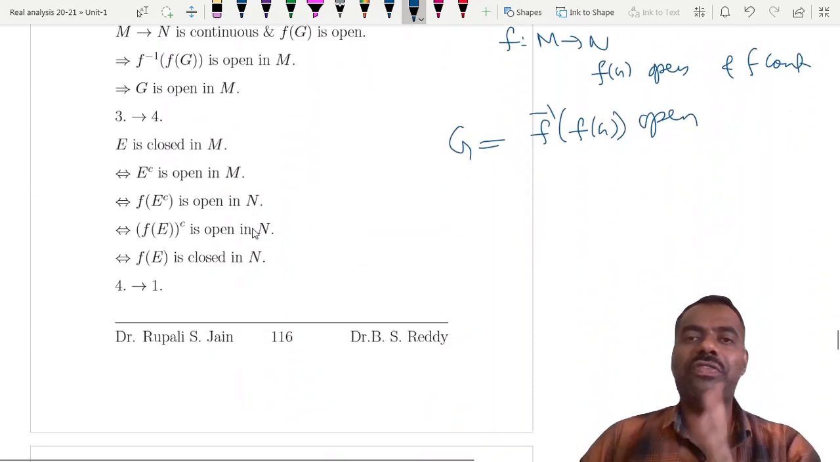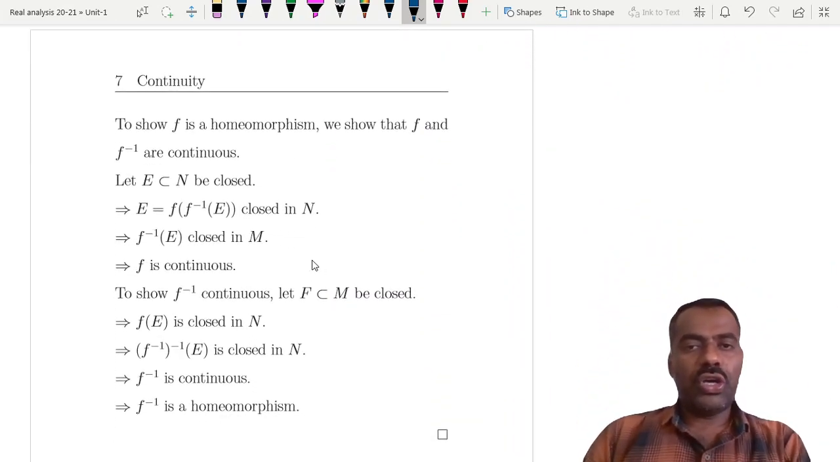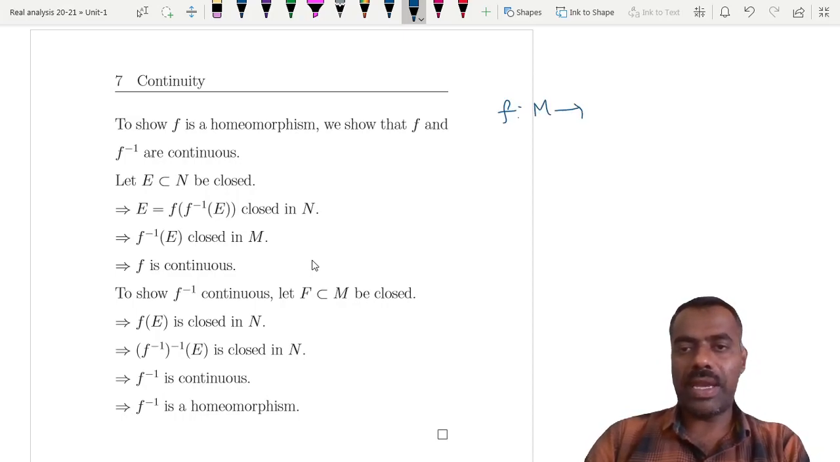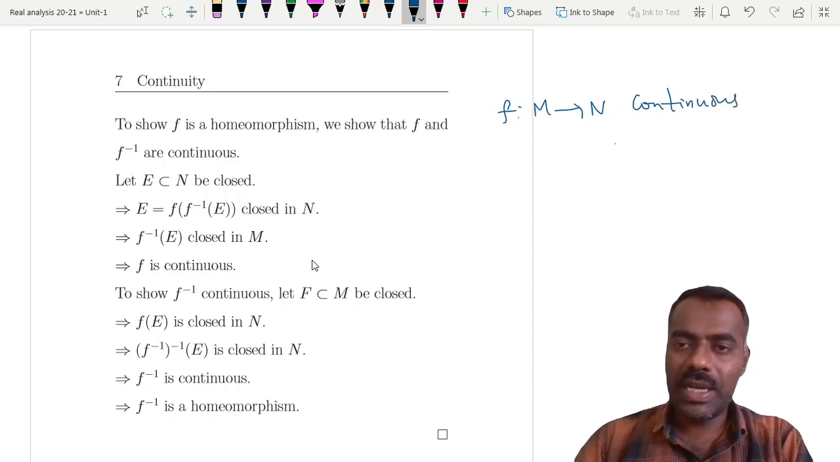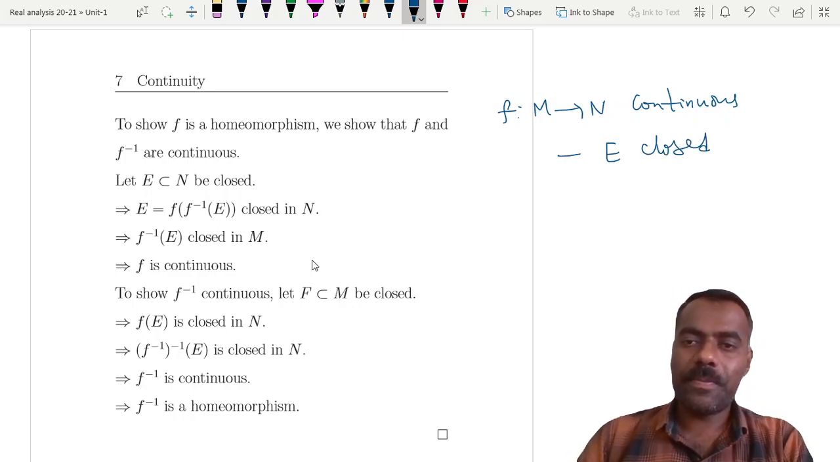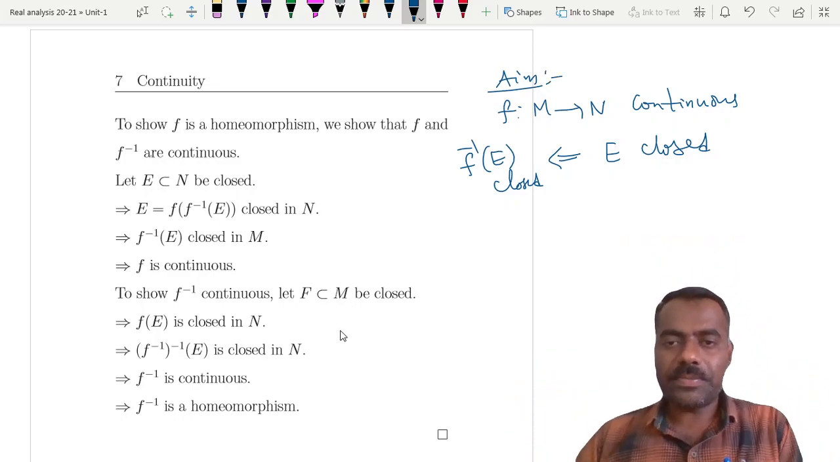That means f and f inverse are continuous. That is what we want to show. So to show f is continuous, f maps from M to N. If we want to show it is continuous, in terms of closed sets, it is enough to prove what? Take E, any closed set in N, and show that f inverse of E is closed. So this is our aim. If we can prove this, then f becomes continuous, right?